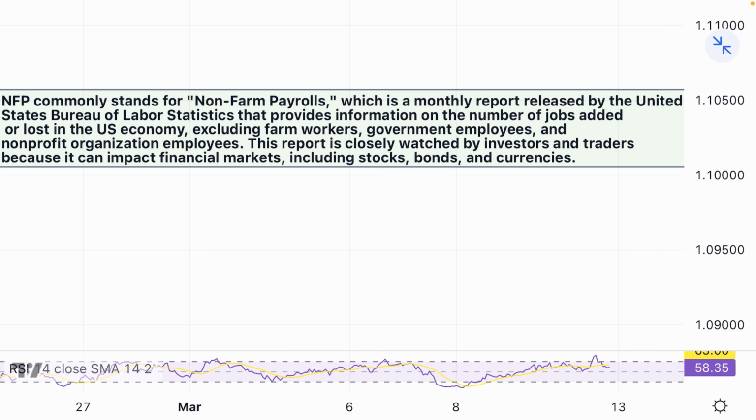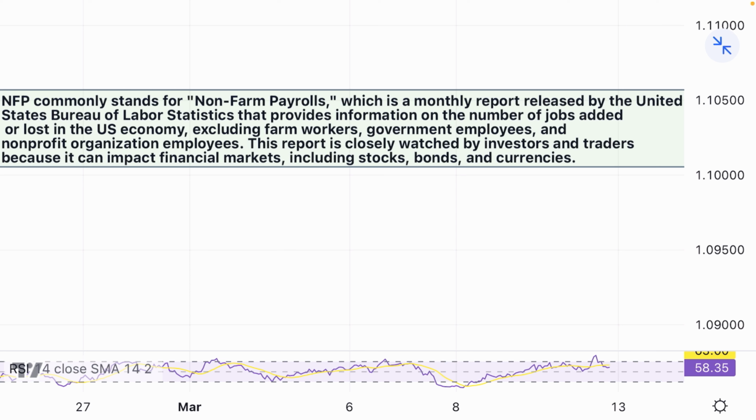So what is NFP? NFP is a monthly report released by the United States Bureau of Labor Statistics that provides information on the number of jobs added or lost in the US economy, excluding farm workers, government employees, and non-profit organization employees. This report is closely watched by investors and traders because it can impact financial markets, including stocks, bonds, and currency. So it doesn't matter what markets you are trading, NFP can affect your trading.